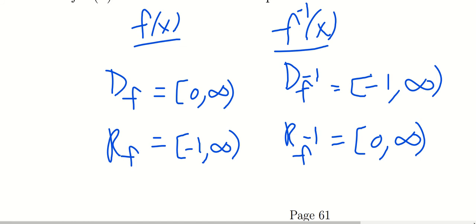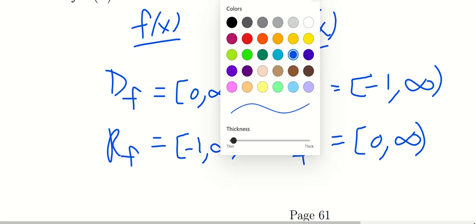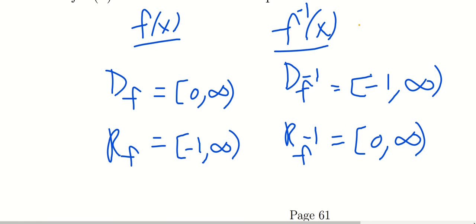If we compare these two, look at what's happening here. The domain of f as a set is actually equal to the range of f inverse. And the range of f is equal to the domain of the inverse function. That's not a coincidence. That always happens. That's a relationship that definitely holds. And again, that's a consequence of that step 2 when we find inverses.